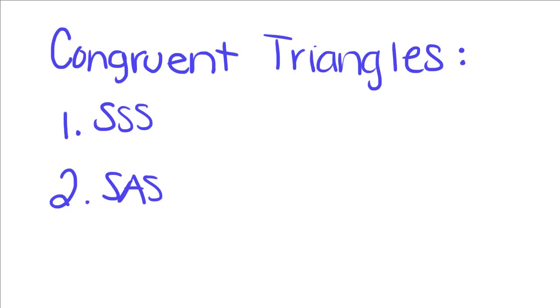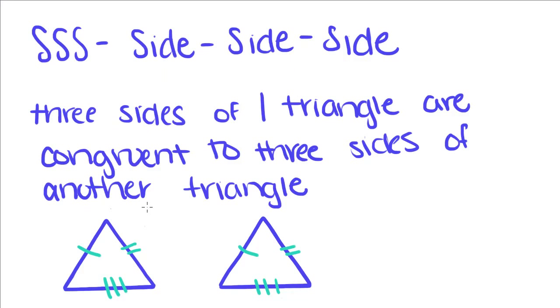So the first one, side, side, side, is when you have 3 sides of one triangle congruent to 3 sides of another triangle. So here we know that this side is congruent to this side, congruent to this side, congruent to this side. Therefore, we're going to call this triangle A and this triangle B. Triangle A is congruent to triangle B.